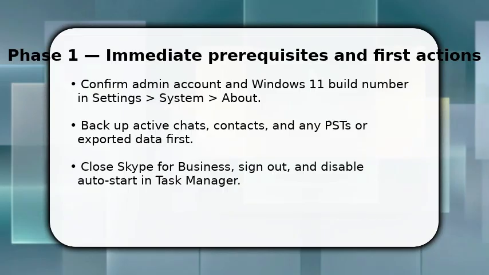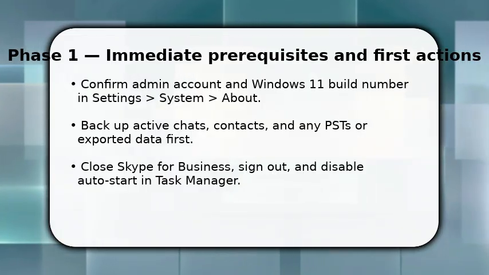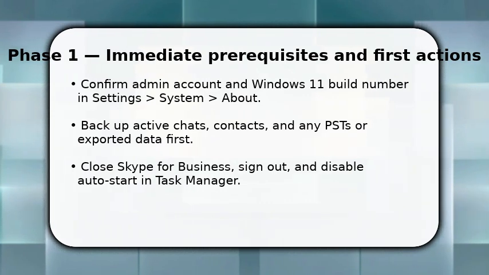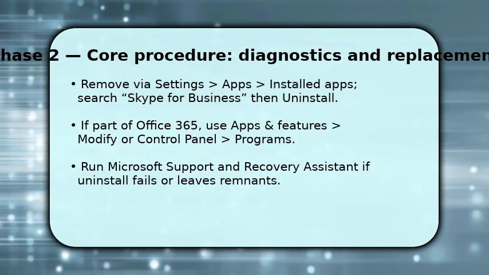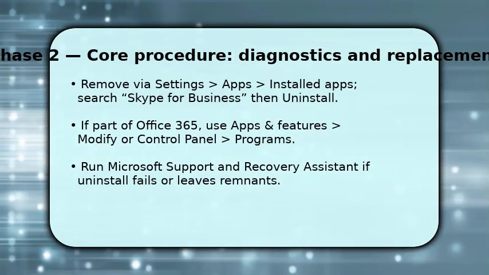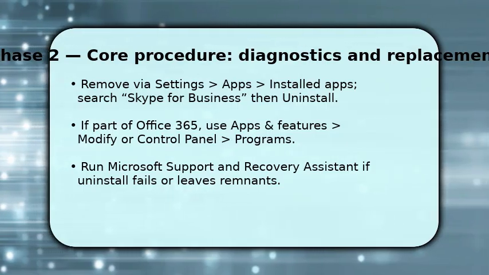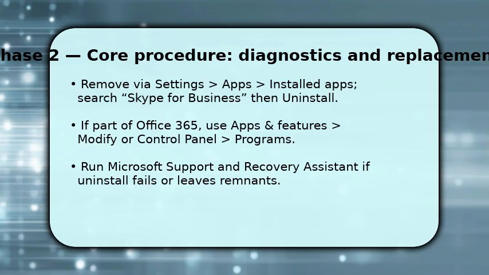Now move to Settings to remove the app and check for linked Office components before continuing with the uninstall. You now perform the core uninstall actions. Open Settings, go to Apps, then Installed Apps. Search for Skype for Business and choose Uninstall, follow prompts.